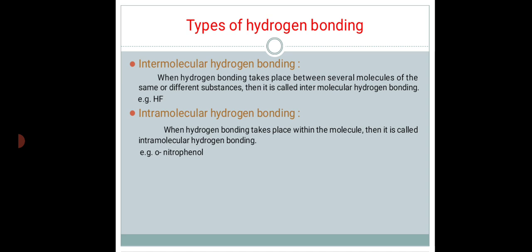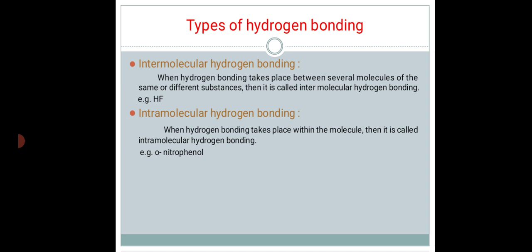Now the second is intramolecular hydrogen bonding. When the hydrogen bonding takes place within the molecule, then it is called intramolecular hydrogen bonding. Example is orthonitrophenol, orthochlorophenol also.